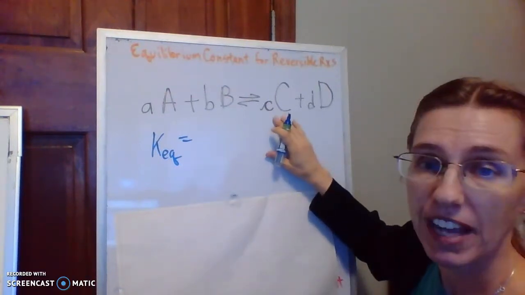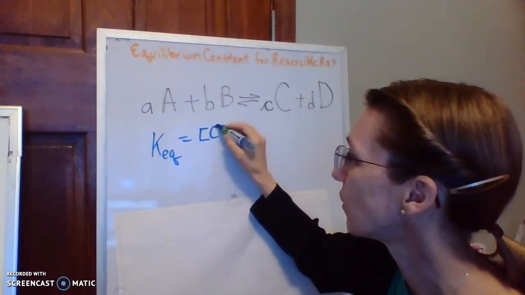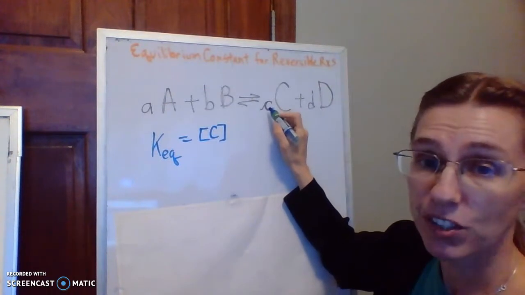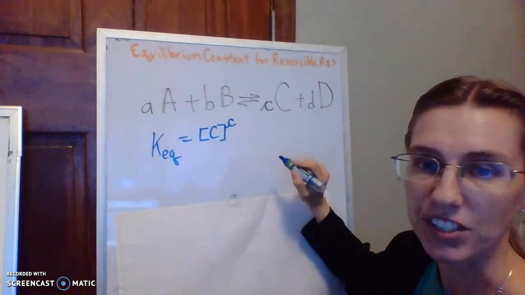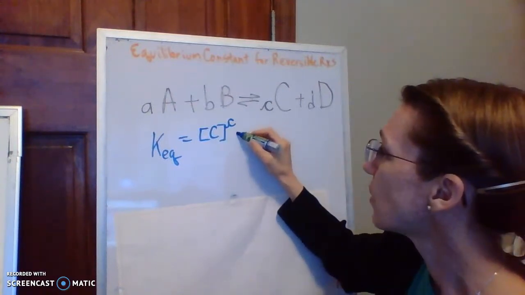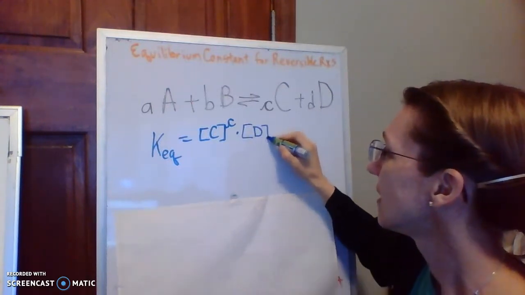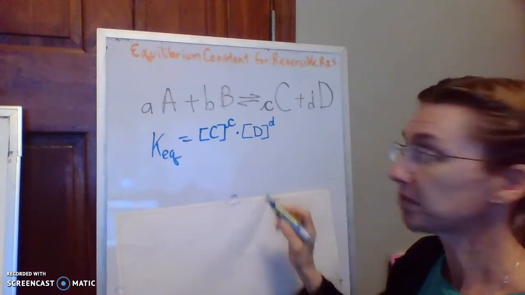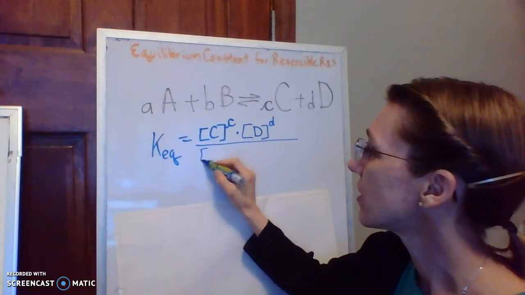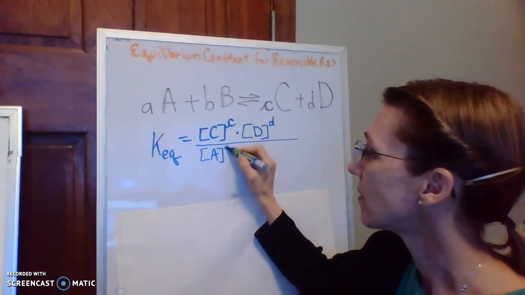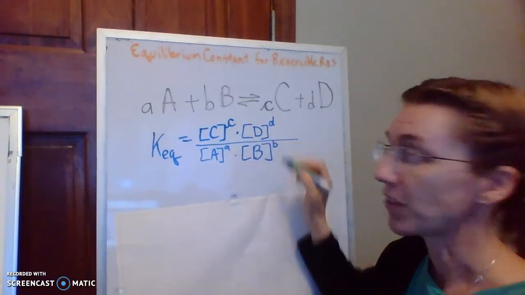Our general formula for KEQ is the products, so it's the concentration of C, uppercase C, raised to the power of its coefficient. Its coefficient is the lowercase c. Okay, so make sure those are differentiated. They look different. We're going to multiply it by the concentration of our other product, D, raised to the power of its coefficient. And on the bottom, we've got the concentration of A, raised to the power of its coefficient, times the concentration of B, raised to the power of its coefficient.